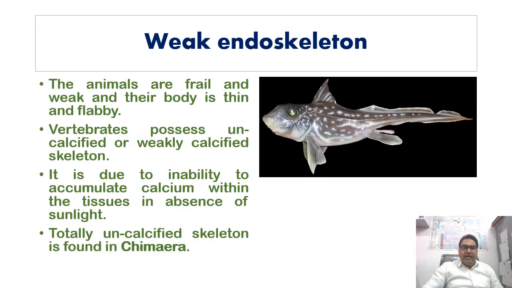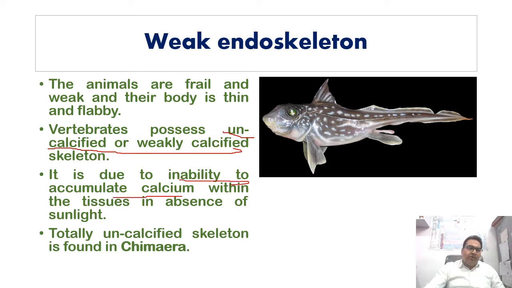Then another modification is that they have a weak endoskeleton. The animals are frail and weak, and their body is thin and flabby. These vertebrates possess an uncalcified or weakly calcified skeleton. Now, why? Because of the inability to accumulate calcium.